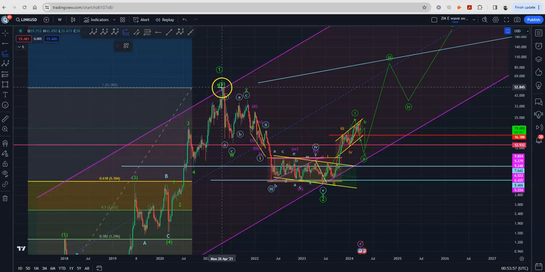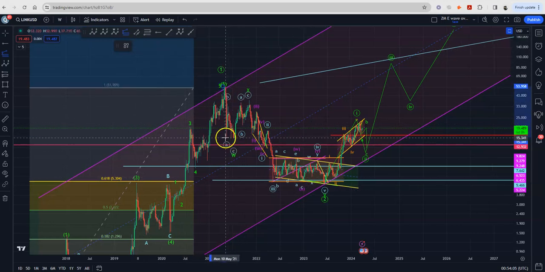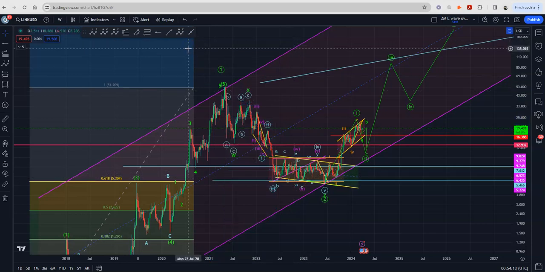And therefore making this structure a 3-3-5 pattern, and the fibs line up perfectly for this. Here, seeing that we have a bottom at the 141 fib extension, trend extension here. So there marks wave 2 for Chainlink.